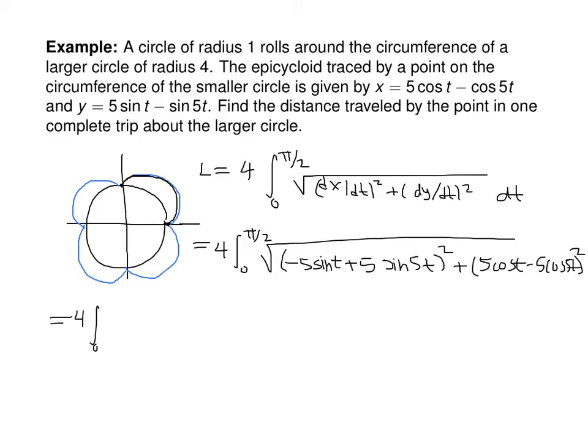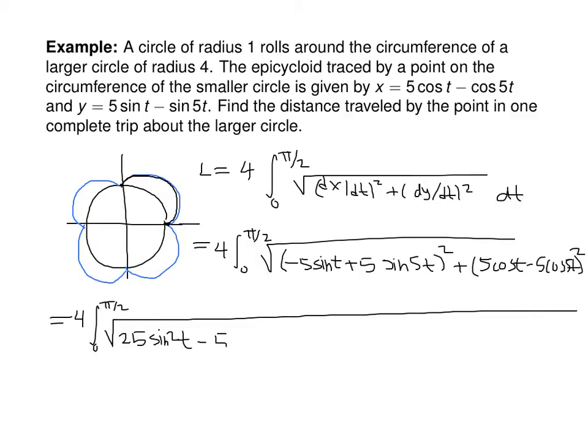icky algebra happens. So if I ask you these questions on quizzes or tests, I'm probably just going to say set up, do not solve, or I'll pick stuff that's a lot easier. So expanding this out, we'll have 25 sine squared t minus 50 sine t sine 5t plus 25 sine squared 5t. This is expanding out the first thing in parentheses.